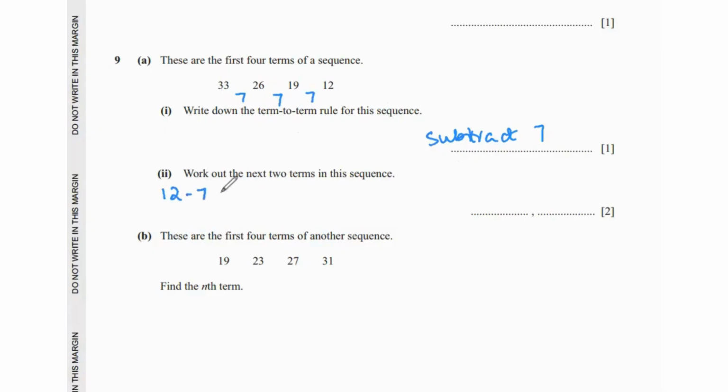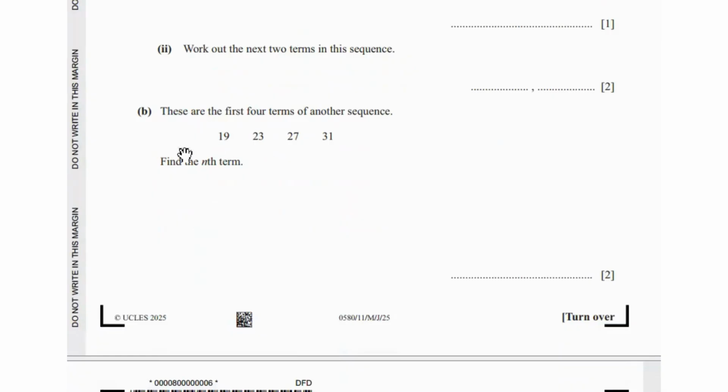Then work out the next 2 terms in the sequence. So we do 12 minus 7, which is 5. And then we do 5 minus 7, which is negative 2. So the terms are 5 and negative 2. Then it says these are the first 4 terms of another sequence: 19, 23, 27, 31. Find the nth term. For the nth term, the initial step is still the same. We find the common difference. So 23 minus 19 is 4. 27 minus 23 is also 4. And 31 minus 27 is 4 as well. This shows that you have a common difference of 4.